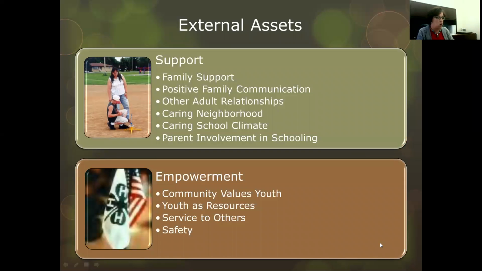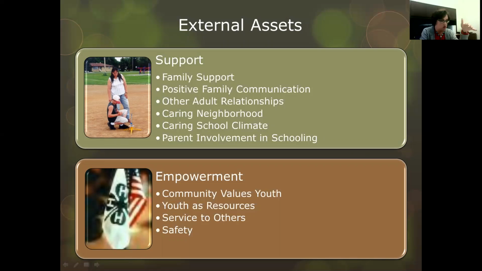Things like support. Those include family support, where you get positive family communications. This is where you get into the actual assets. Family support is where the family provides high levels of love and support. Positive family communications: the young person and his or her parents communicate positively, and the young person seeks out advice and counsel from their parents.